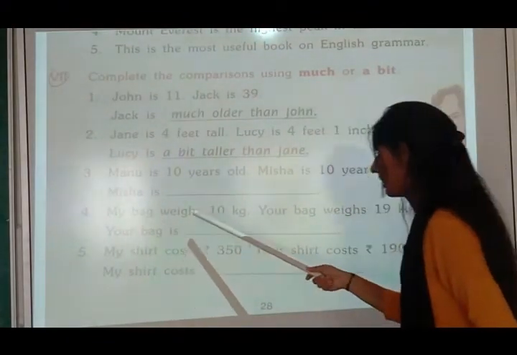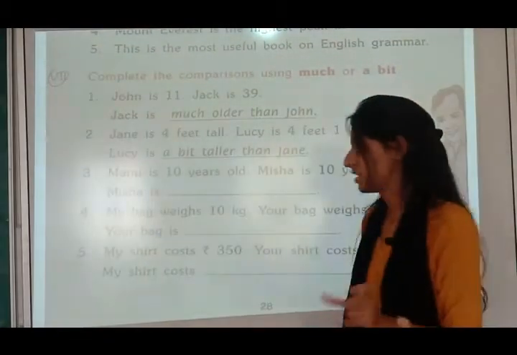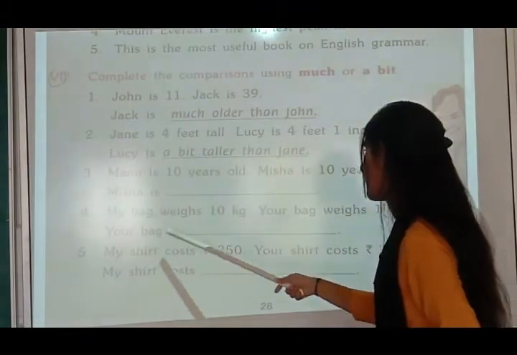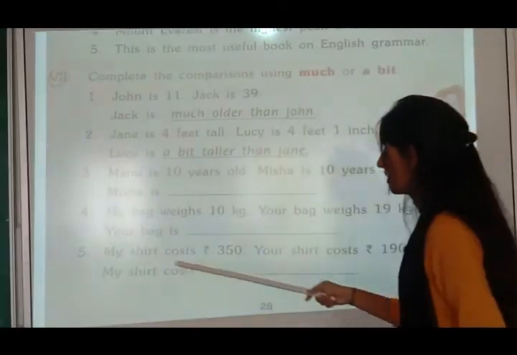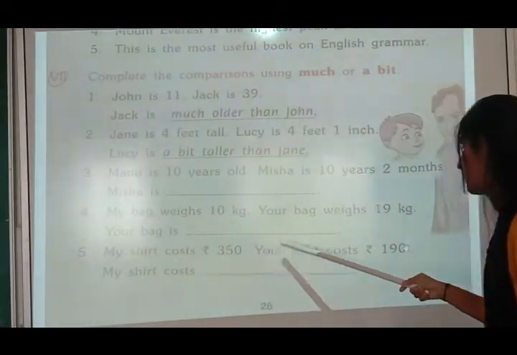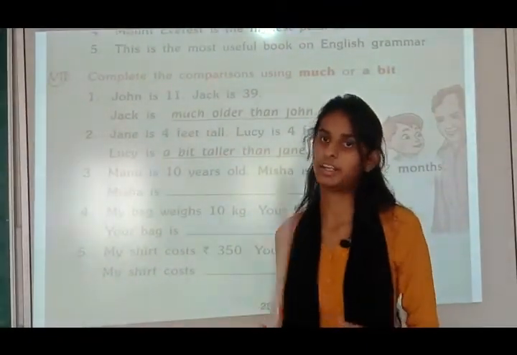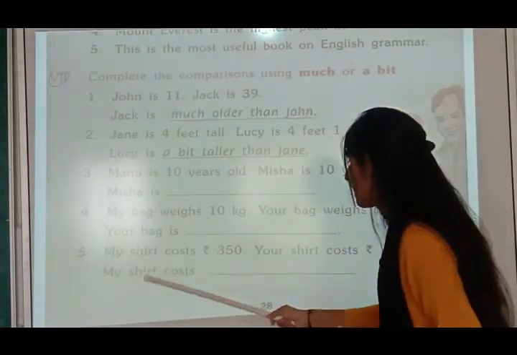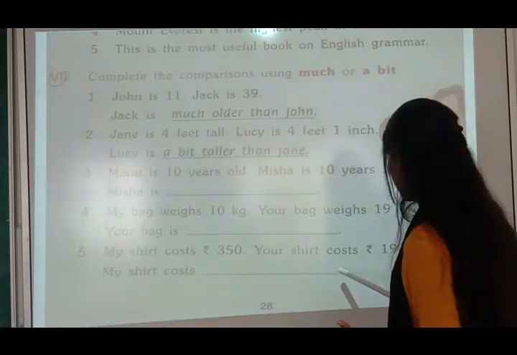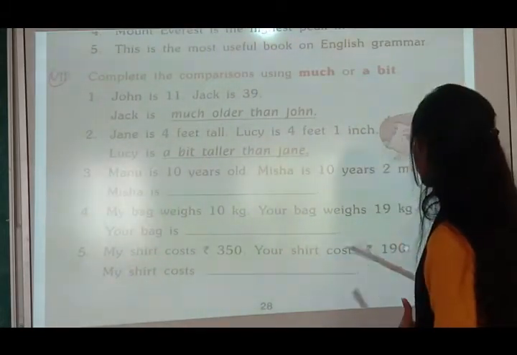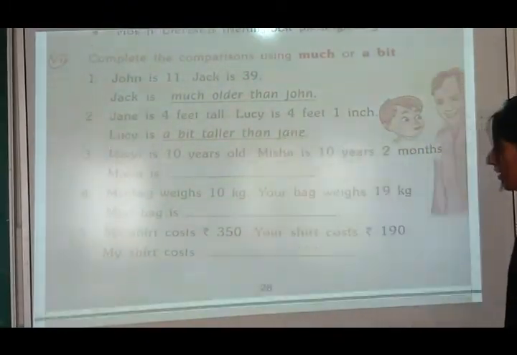Now see, my bag weighs 10 kg, your bag weighs 19 kg. It is a big difference. So your bag is much heavier than my bag. My shirt costs rupees 350, your shirt costs 190. You can see the difference between 350 and 190. The difference is more. So my shirt costs much more rupees than yours. So here we are complete.